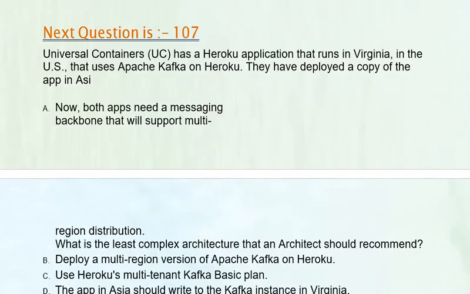Question: Universal Containers (UC) has a Heroku application that runs in Virginia, in the US, that uses Apache Kafka on Heroku. They have deployed a copy of the app in Asia. Now both apps need a messaging backbone that will support multi-region distribution. What is the least complex architecture that an architect should recommend?